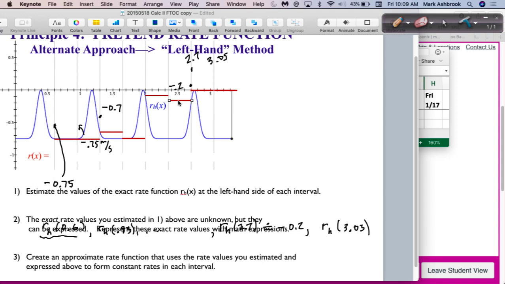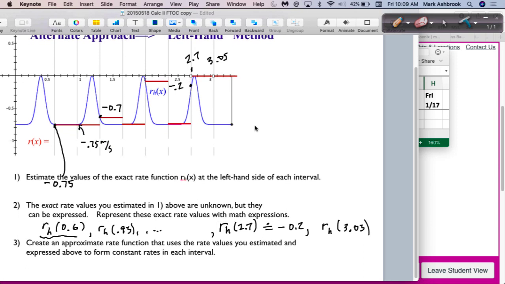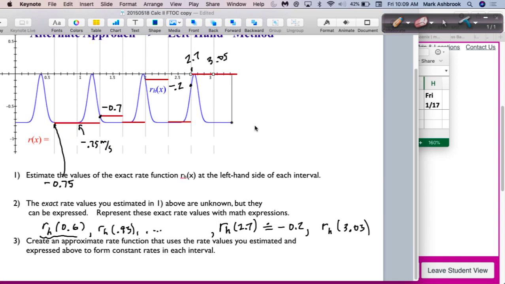Just that. No. Next interval. This was our negative 0.2, right there. Okay. This was our negative 0.2. Last interval, again, negative 0.75.